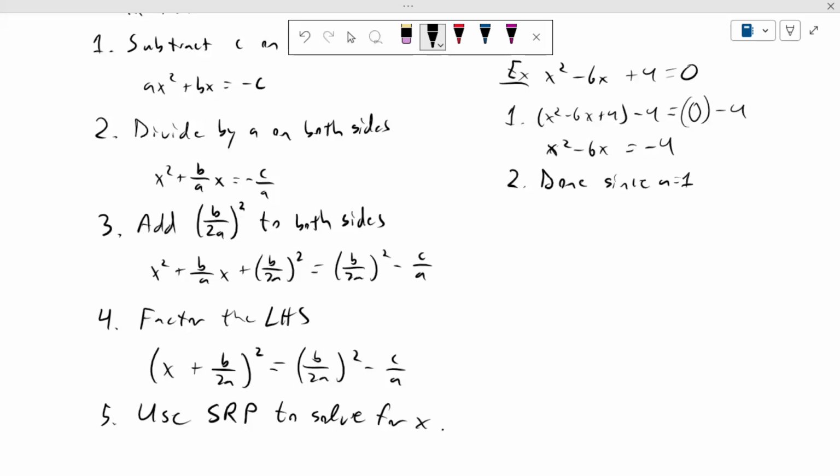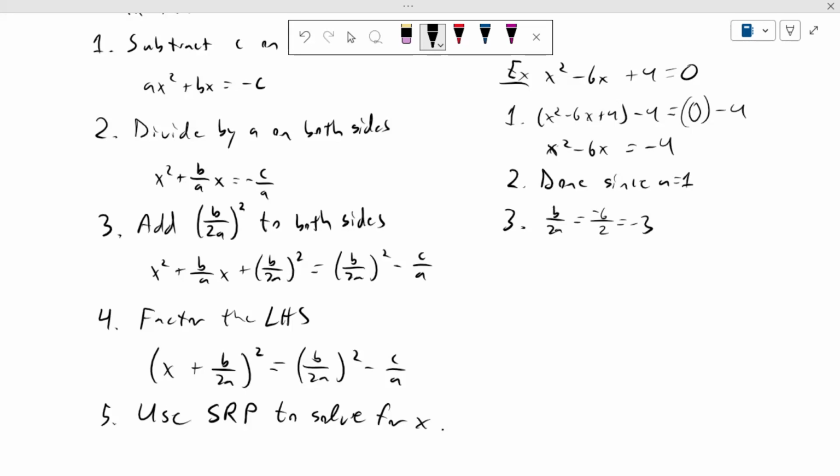All right. Then we'll go on to step 3, which again is the most complicated step here. But keep in mind, the coefficient on x right here, that's already b over a, right? So if I take half of that, then that would be b over 2a. So b over 2a, in this case, will just be half of negative 6. So that would be negative 6 over 2, which is negative 3.